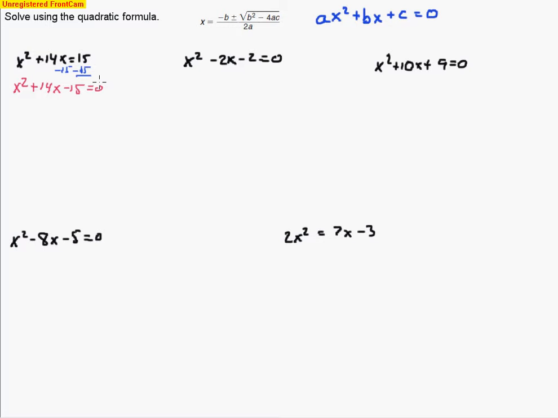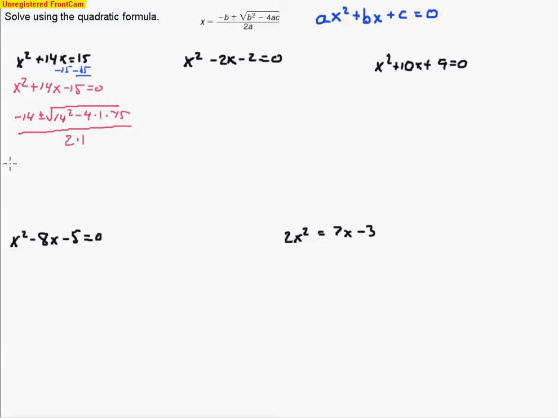We're going to end up using that quadratic formula by substituting the numbers in there. Opposite of b is negative 14 plus or minus the square root of 14 squared minus 4 times a, which is 1. c is negative 15. This is all over 2 times a, which is 1. So we do some work there.